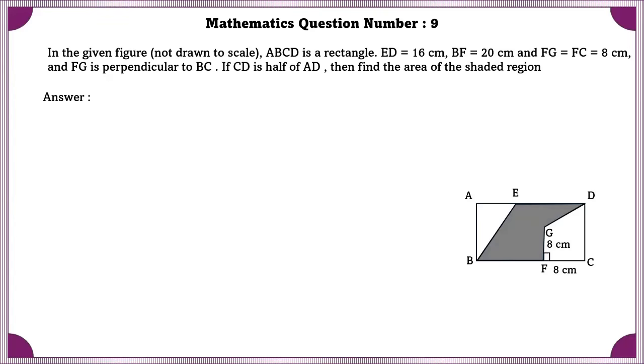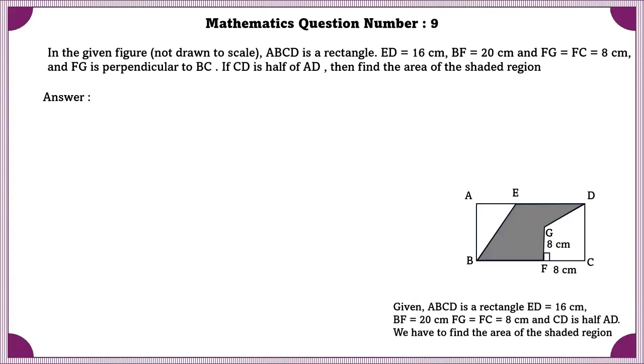Mathematics question number 9. In the given figure not drawn to scale, ABCD is a rectangle. ED is equal to 16 centimeters, BF is equal to 20 centimeters, and FG is equal to FC, which is equal to 8 centimeters. FG is perpendicular to BC. If CD is half of AD, then find the area of the shaded region.